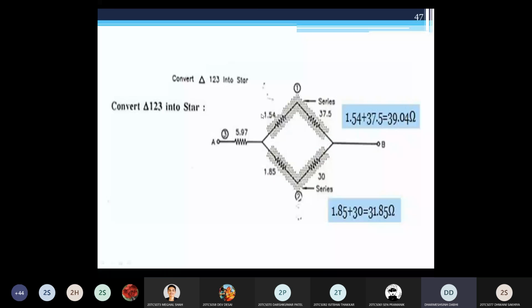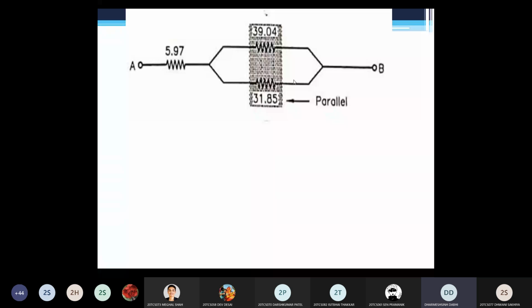Try it. Understand now? All of you? Yes, sir. Okay. So this 1.54 and 37.5 are in series, so its equivalent is 39.04. 1.85 and 30 are in series, so its equivalent is what? 31.85. Clear? So it looks like this way. You can see this, yes or no? Both are in parallel between A and B.